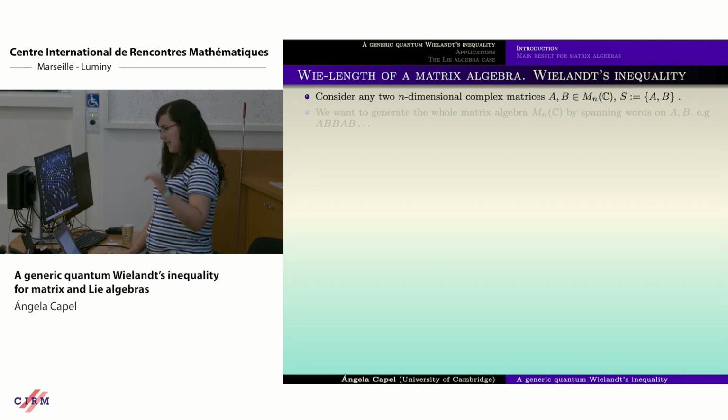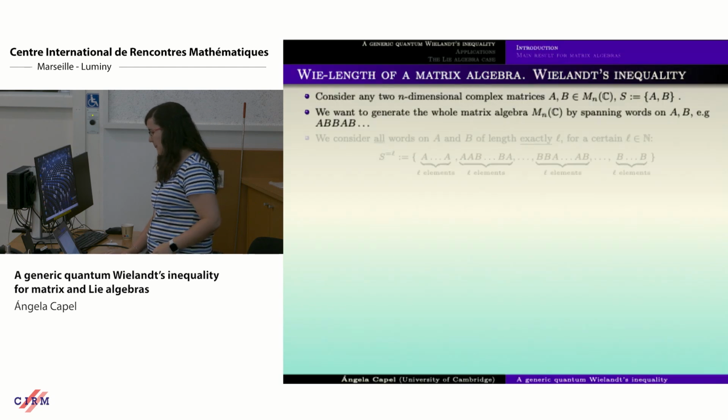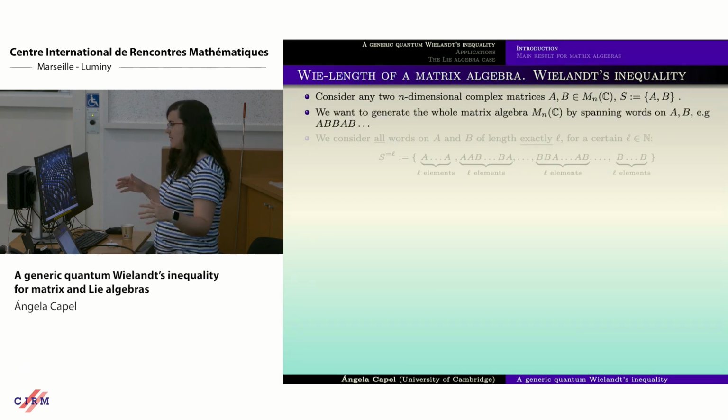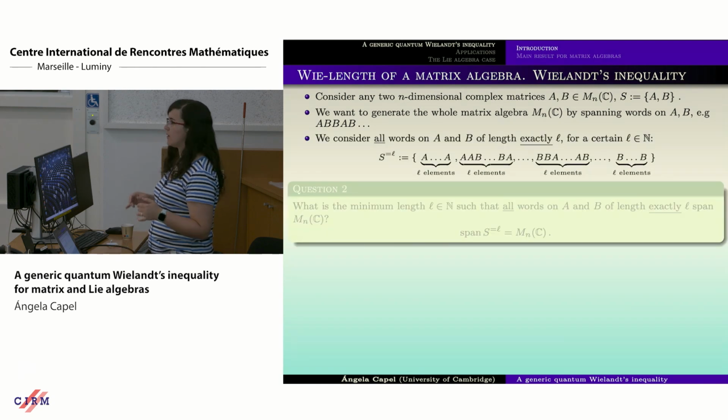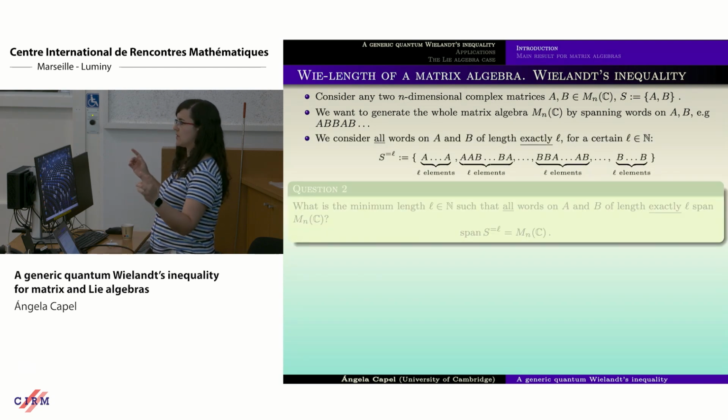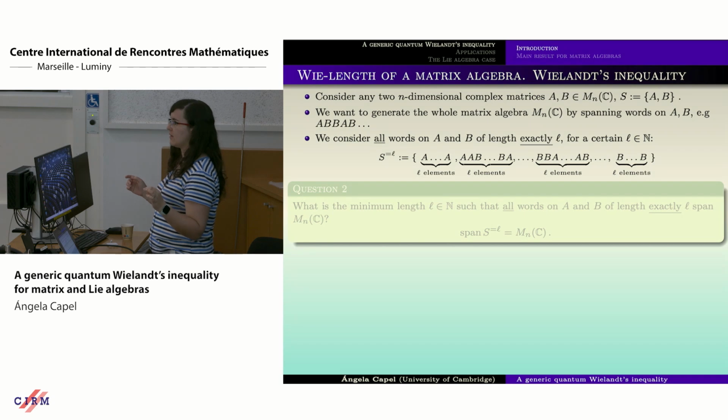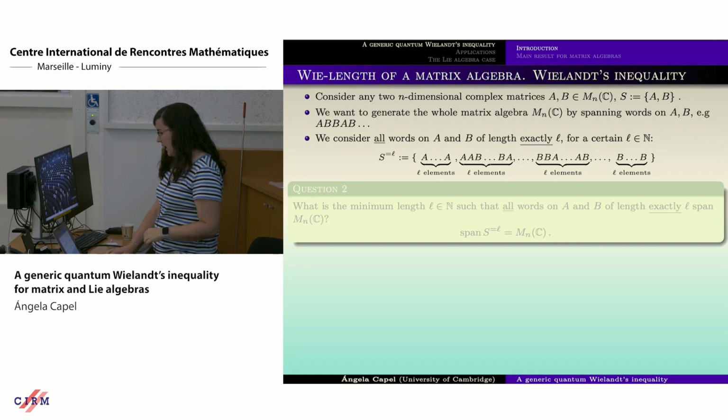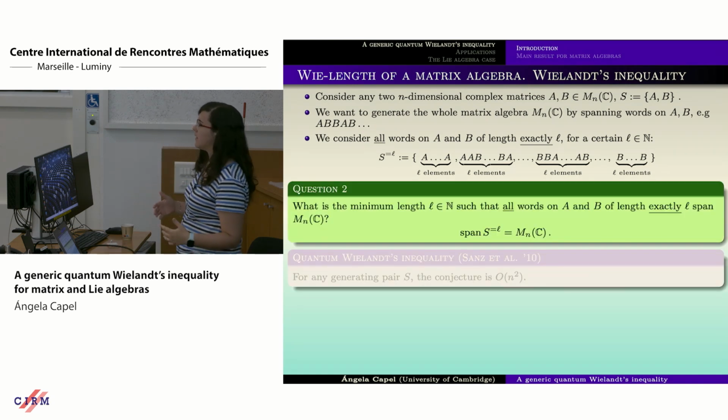So in this particular case, we consider exactly the same setting. We consider two n-dimensional complex matrices A and B. And again, we want to generate the whole matrix algebra by taking products of A and B. But now we have one difference, which is that we are only going to consider the words of the same length, of exactly length L. So we are going to take all the products that I'm drawing there. And the question is exactly the same. If we are promised that at some point we are generating the whole matrix algebra, when can we stop?